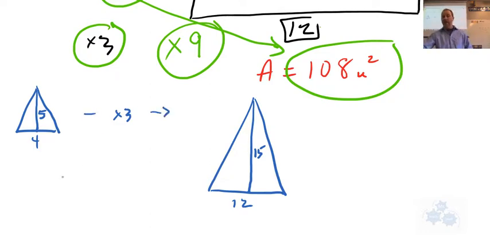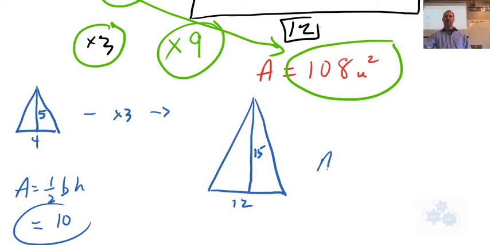So what about the area? Let's see, what's the area here? So area is 1/2 base times height. So that's going to be 1/2 times 4 times 5, which is 10. Over here, 1/2 base times height. That's going to be 1/2 times 12 times 15. And what do we got there? 90.